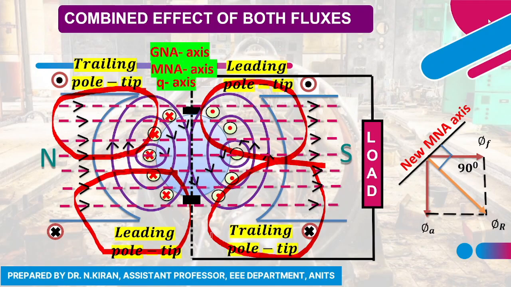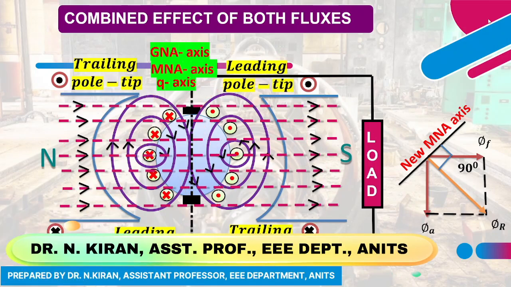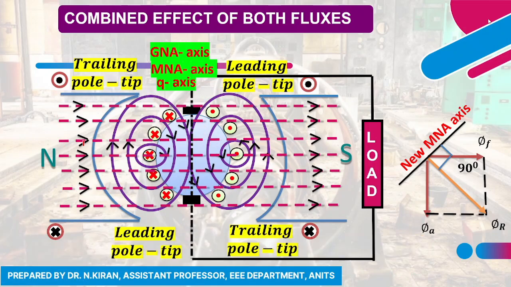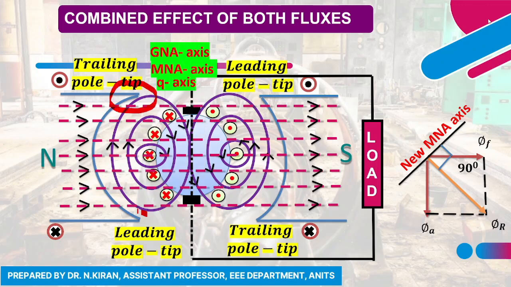If I go to my previous slide, you can see here, let me clear the slide once. For every pole there will be two tips. This is called the trailing pole tip and this is called the leading pole tip. When the armature is in rotation, whichever tip comes across first we call the leading pole tip, and whichever end comes later we call the trailing pole tip.